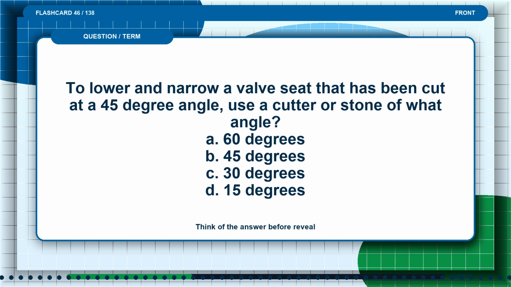Flashcard 46. To lower and narrow a valve seat that has been cut at a 45-degree angle, use a cutter or stone of what angle? A, 60 degrees. B, 45 degrees. C, 30 degrees. D, 15 degrees. Pause and think of the answer before the reveal.